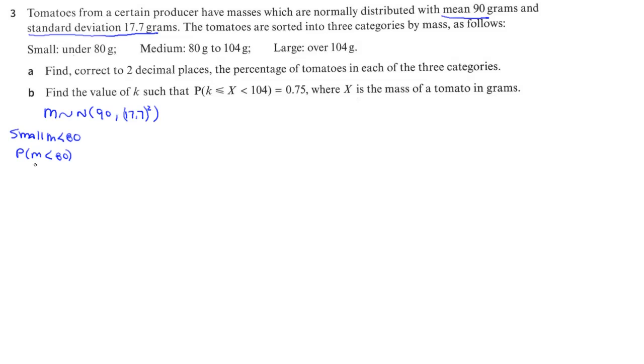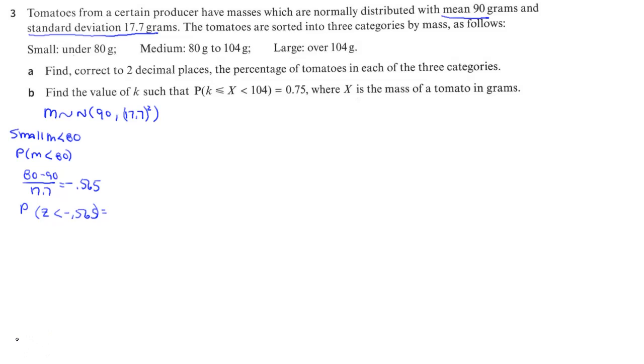Now, the small tomatoes are less than 80 grams, so the probability that the mass is less than 80, we're going to change to a z-score. That's going to be 80 minus 90 over 17.7, and we're going to get negative 0.565. So now we'll rewrite this as a z-score: Z is less than negative 0.565.